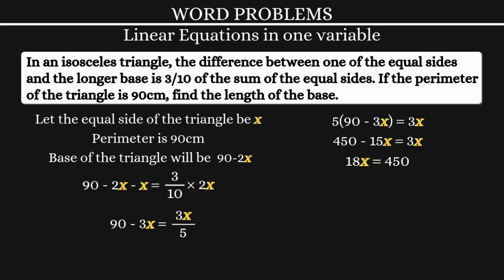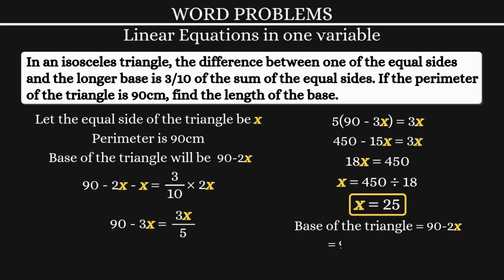18x is 450, so x is equal to 450 divided by 18, which is 25. Now this is the length of the equal side, but we are asked to find the length of the base, which is 90 minus 2x. So 90 minus 50 will be 40 centimeters.